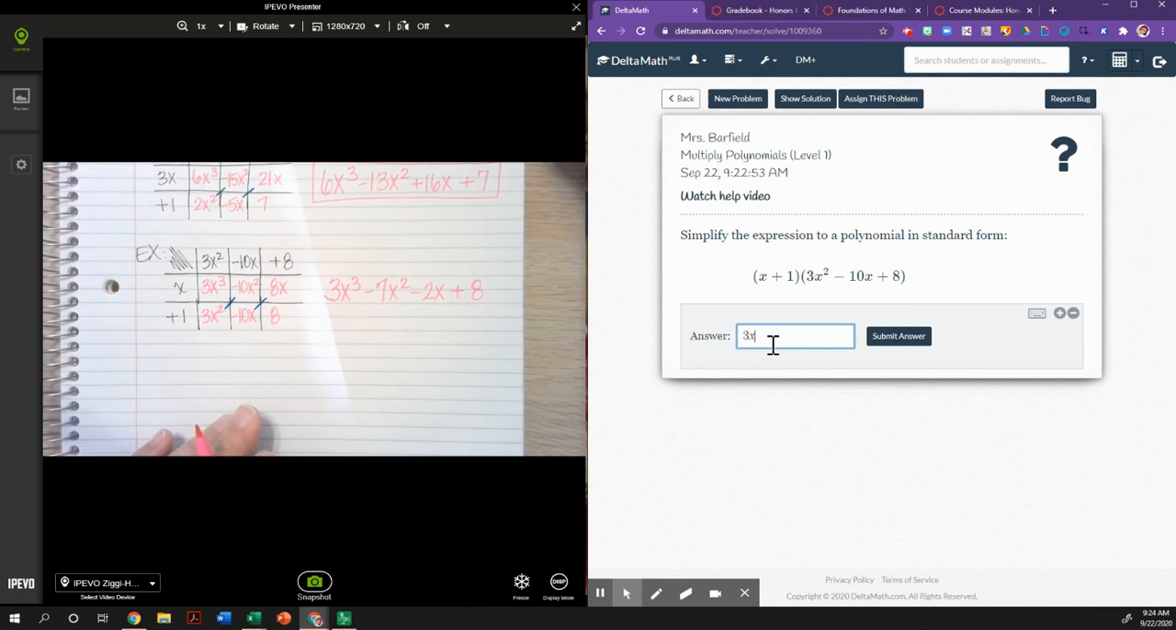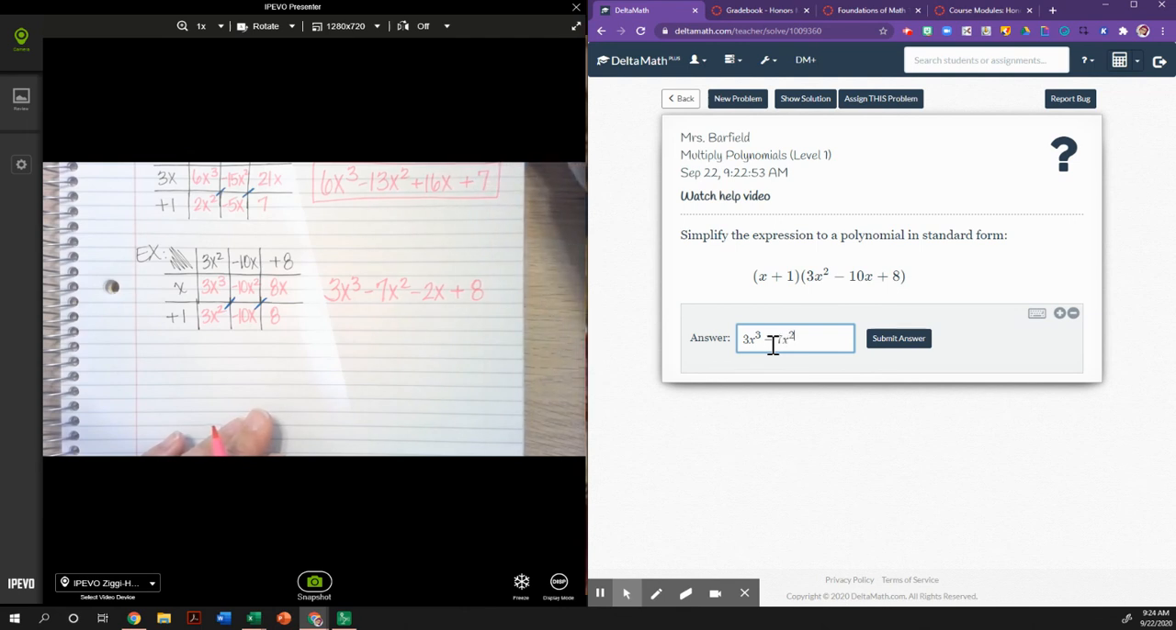So 3x to the third minus 7x squared minus 2x and then plus 8.